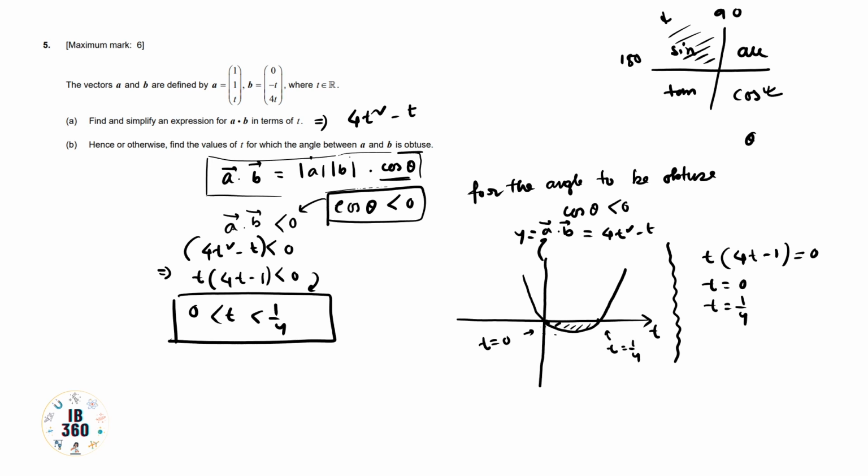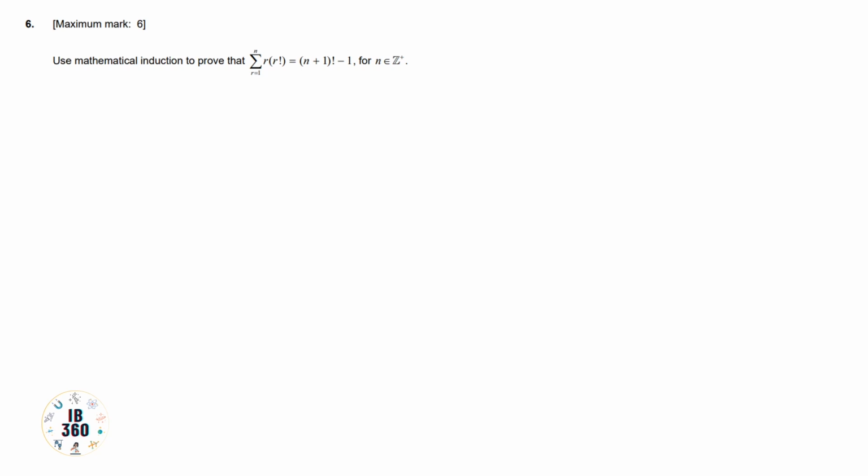Now we will move towards the next problem. This problem: use mathematical induction to prove that summation r equals 1 to n of r times r factorial is equal to n plus 1 factorial minus 1, for n belongs to Z plus. Now the thing is, for induction we have three steps. First, step 1: prove for n equals 1. The theoretical part is very important. If you understand this particular part, then the problem is easy for you.